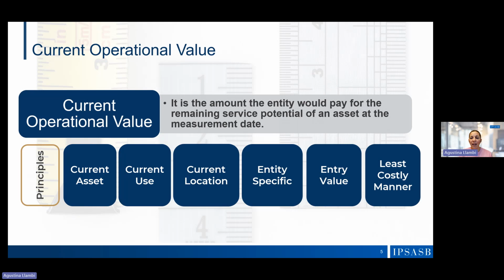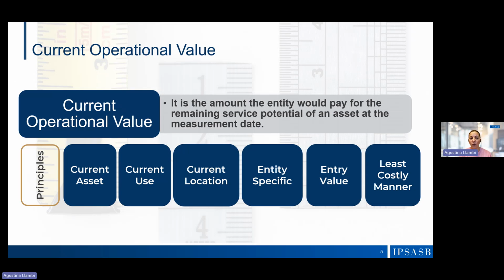Then, I had mentioned that I wanted to talk about current operational value just for clarity, because it is a new measurement, and the IPSASB acknowledges that it got introduced last year when IPSAS 46 got published, and the second phase expanded where entities can elect or may need to use current operational value. So what is current operational value? The definition reads as: the amount the entity would pay for the remaining service potential of an asset at the measurement date. And there are six key principles that define, explain and describe current operational value.